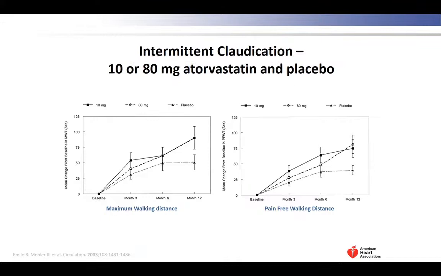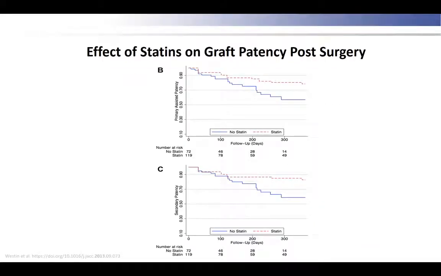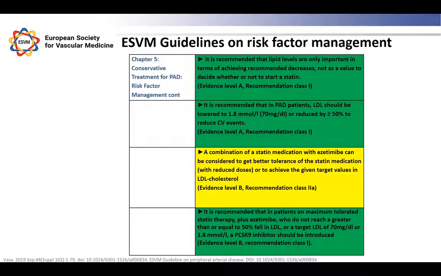What about symptoms? Because we have very little. Well, it's very interesting. There have been 4 or 5 studies that have actually shown an improvement in walking distance with statins. However, these weren't followed up because it became unethical to have a placebo group, but it's tantalizing. And here's another study that, again, would not be ethical to do now, showing that if you're on statins, your graft patency improves. And so for that reason, we must treat these patients with statins if tolerated.